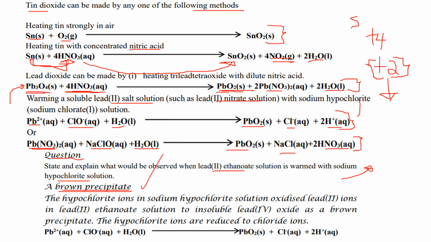So you're going to say that the hypochlorite ions in sodium hypochlorite solution are going to oxidize lead 2 ions in lead 2 ethanoate solution to form lead 4 oxide as a brown precipitate. And the hypochlorite ions, after oxidizing, are going to be reduced to chloride ions. And the equation is going to be the same as the one we wrote here. I preferably urge you to write ionic equations, because when you write ionic equations, you can easily determine that the equation is balanced simply by looking at the charges.